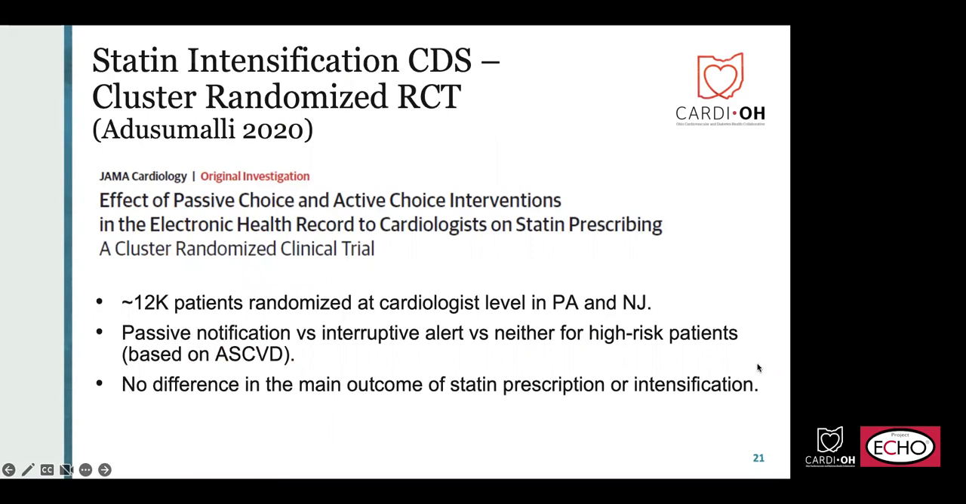And so a good example of CDS in the space is statin intensification. And this is a semi-recent article in 2020 that looked at the effect of a passive versus active choice intervention. So meaning interruptive alert versus a passive alert versus no alert for high-risk patients based on their risk score. And it's kind of unfortunate, but they found no difference in the main outcome of statin prescription or intensification.